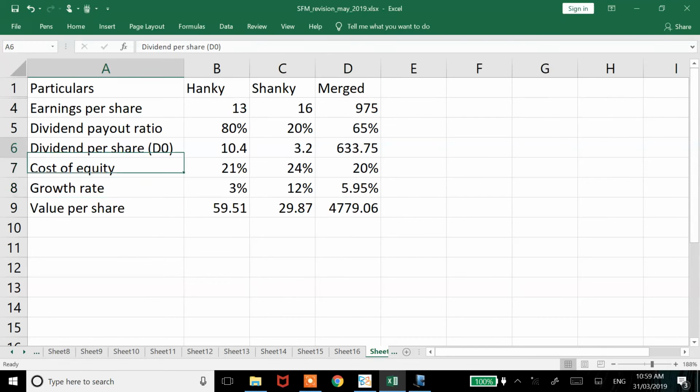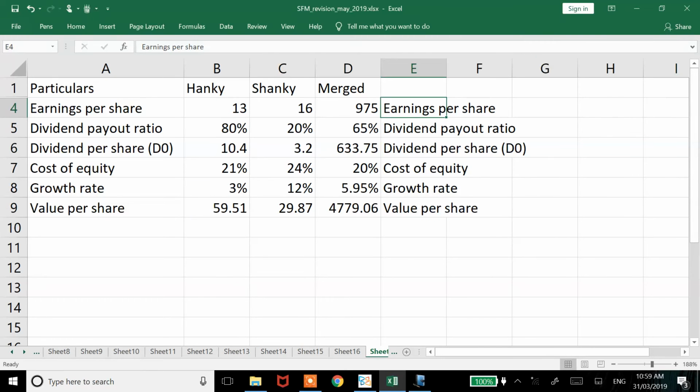Whatever is this last column, technically I should be writing these here, not earnings per share. This is total earnings, total dividends and total value. So whether you do at a per share level or you do at a overall level, it doesn't matter. If you do at a per share level, finally you will multiply with the number of shares. If you do at a overall level, divide by the number of shares. So answer is 4779.06 lakhs.